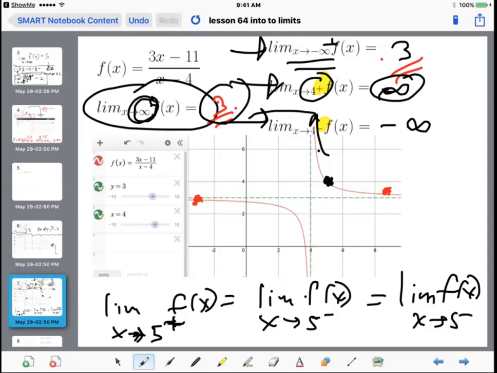So when this happens, what's the answer, by the way, for this question I'm posing now? Limit of the function as x approaches 5.